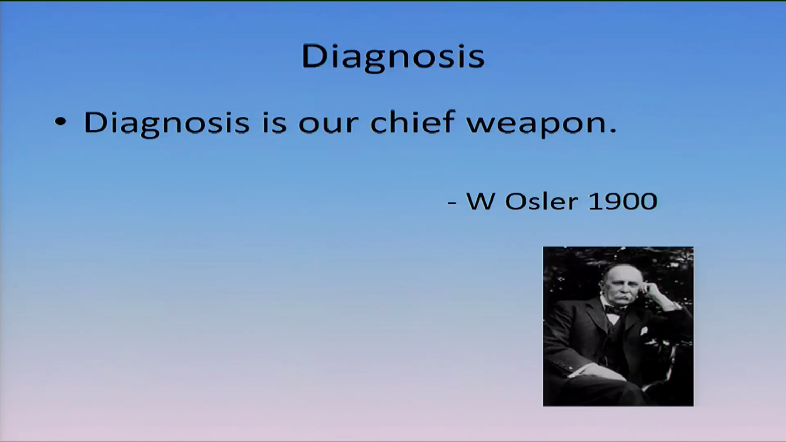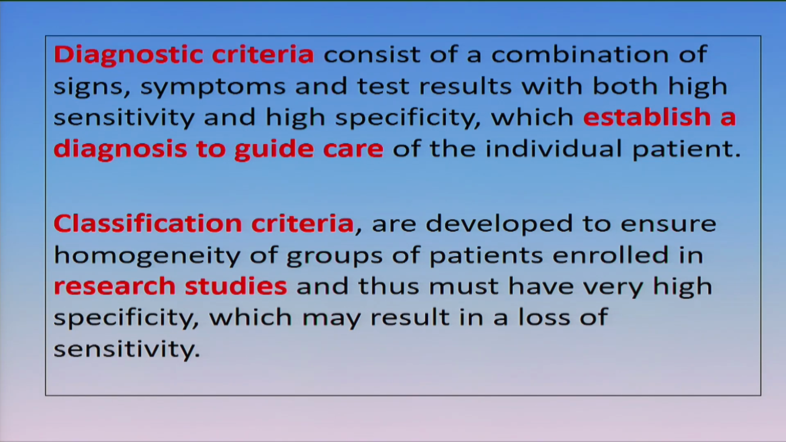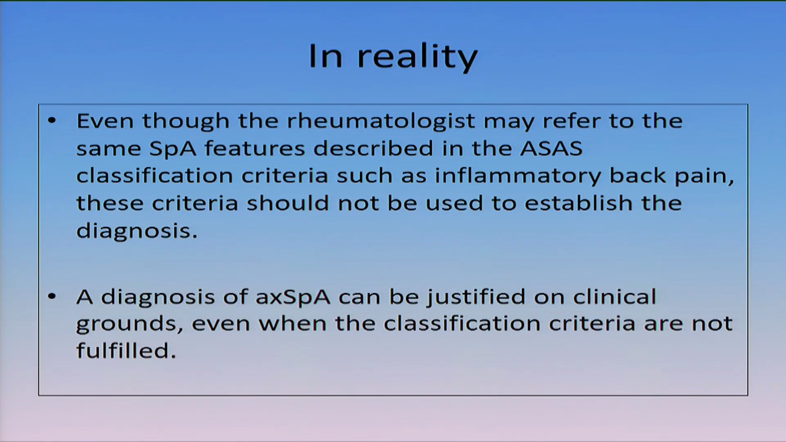When it comes to diagnosis, we are all very much focused on diagnosis, and rightly so. The problem, as has been highlighted many times, is that diagnostic criteria are mainly used to establish a diagnosis to guide the individual patient's care, whereas classification criteria, as you all know, are to allow uniform recruitment of patients into clinical trials. So in reality, even though we may use the classification criteria to label somebody as having the disease, they are actually not meant to be used in that manner. On clinical grounds alone, you will be able to justify the diagnosis made of spondyloarthritis.